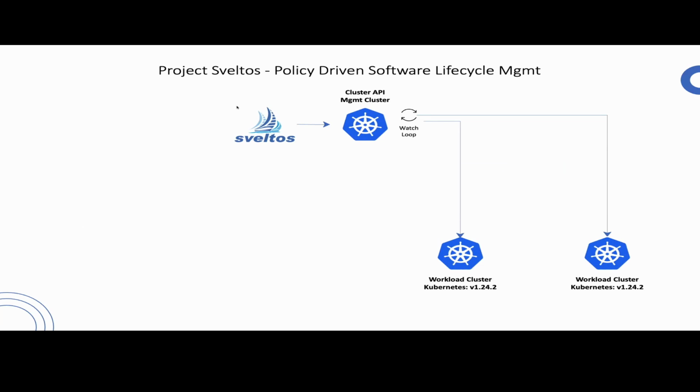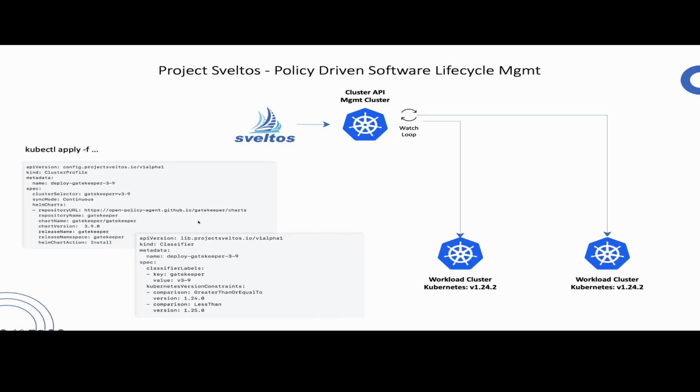Sveltos has also another capability to classify clusters based on their runtime state. Let's say that I want to deploy Gatekeeper on any cluster running a Kubernetes version greater or equal than 1.24, but strictly less than 1.25. I can introduce a second CRD, Classifier. What this classifier instance is saying is find all the clusters which are running a Kubernetes version greater than or equal to 1.24, but strictly less than 1.25. If you find any such cluster, add this label to the cluster: gatekeeper v3.9.